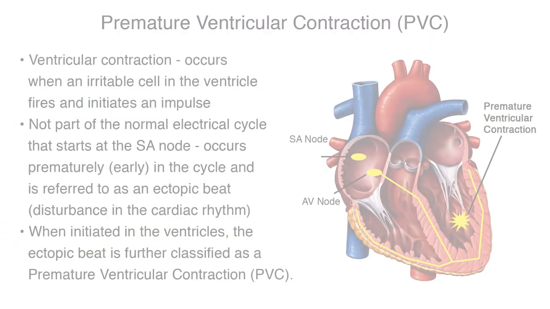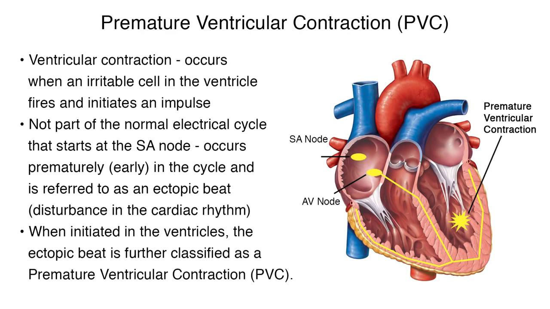A ventricular contraction occurs when an irritable cell in the ventricle fires and initiates an impulse. This is not part of the normal electrical cycle that starts at the SA node, but occurs prematurely or early in the cycle and is referred to as an ectopic beat or a disturbance in the cardiac rhythm. When initiated in the ventricles, the ectopic beat is further classified as a premature ventricular contraction or PVC.